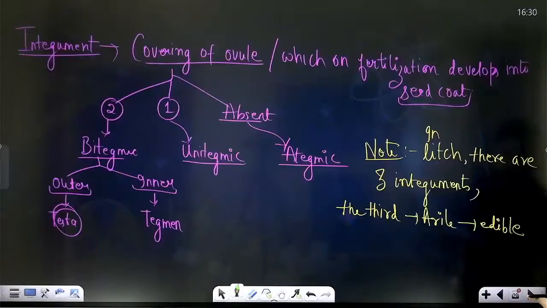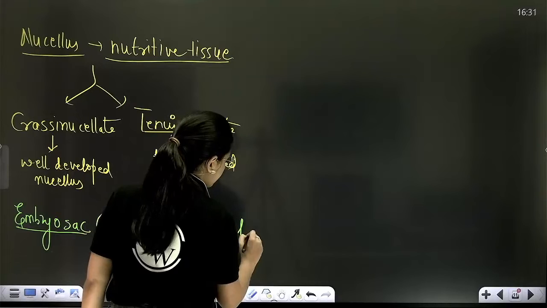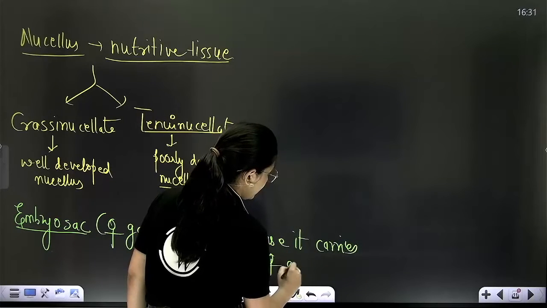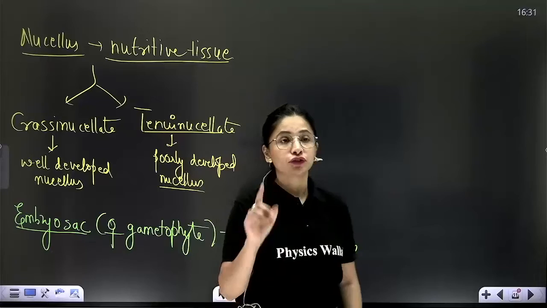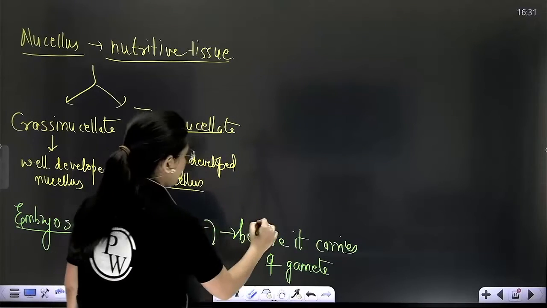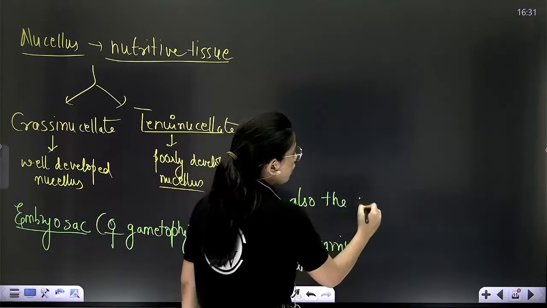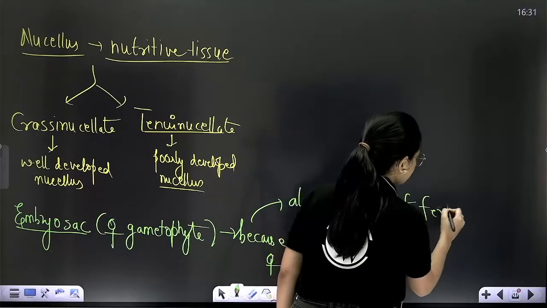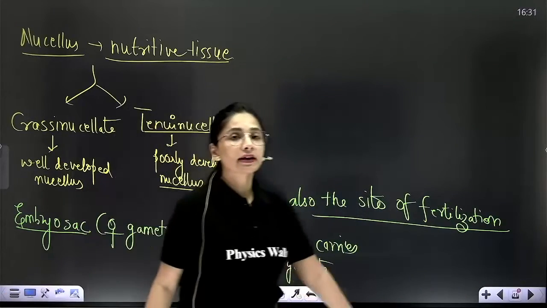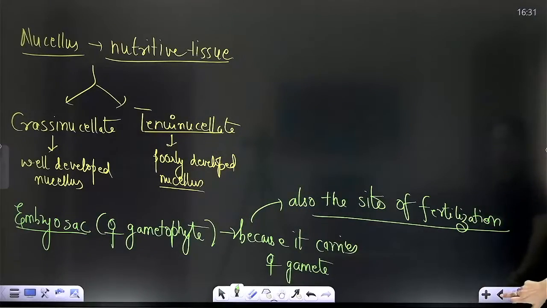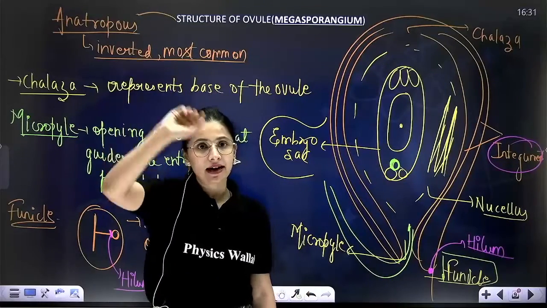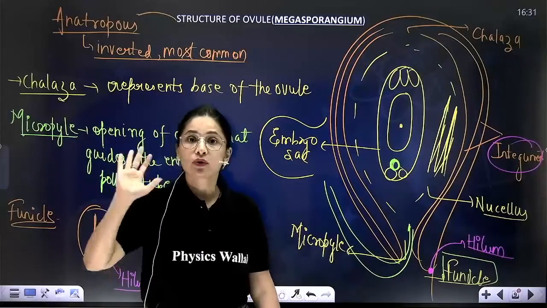Why is it known as female gametophyte, students? Because it carries the female gamete. Therefore, fertilization inside the ovule takes place in the embryo sac. So you can say that embryo sac is also the site of fertilization. Correct or not? Understood the entire structure of ovule? Is each and every point clear? Whatever I have drawn, whatever I have written so far? Yes, 100%, no doubt. So we are going to keep it till here.